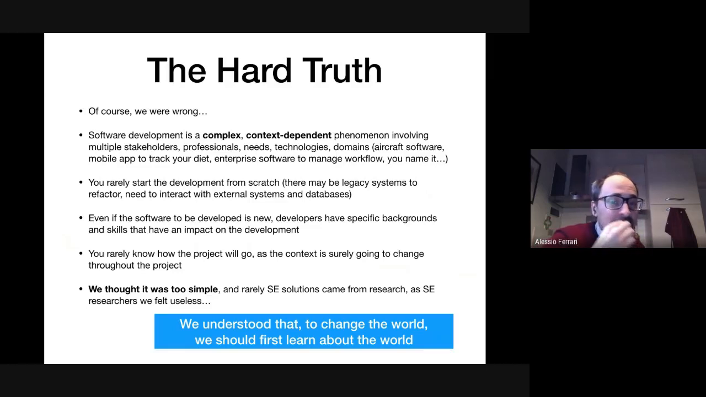Another very important point that you should consider, also from your work maybe, is that you rarely start the development from scratch. We always teach students to start a program, write down the code to solve a specific problem. But the reality is that whenever you go to a company, software already exists there, and you have to refactor a software, extend the software. There is always a legacy system to refactor.